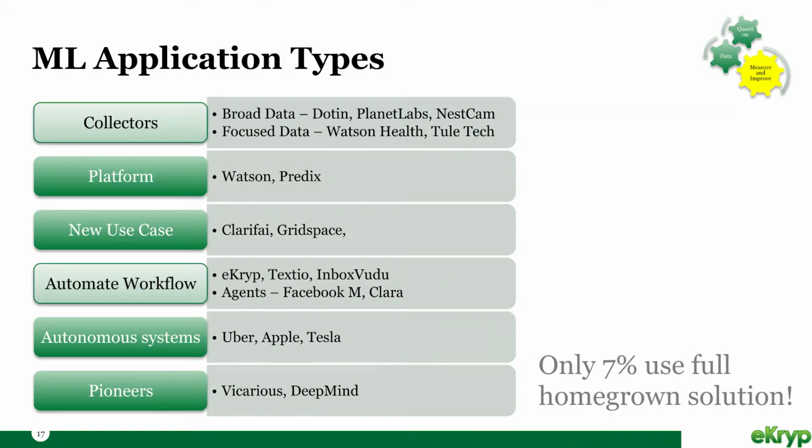By the way, only 7% of the people use a homegrown solution, because it is laborious taking in a platform and then figuring out how you're going to solve the problem, which is why even platform vendors are very, very interested in AI ML applications.